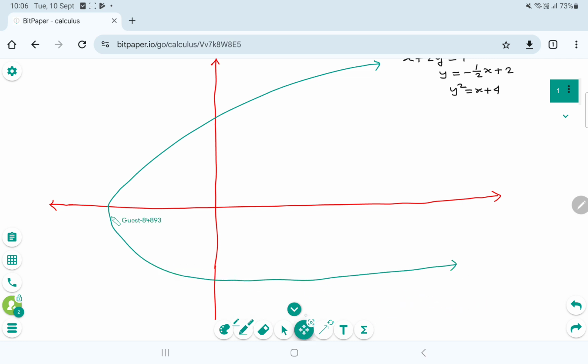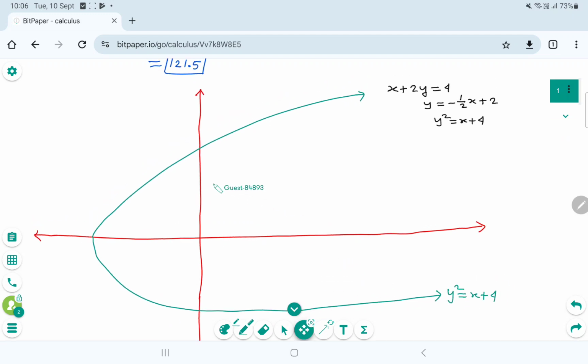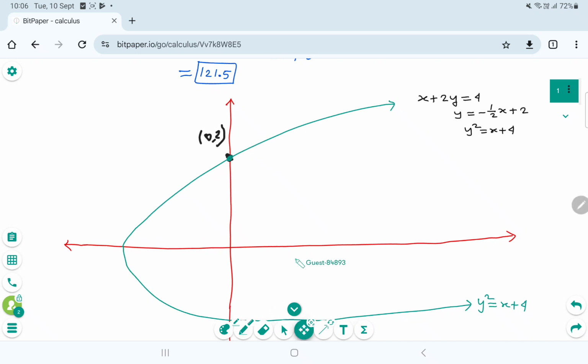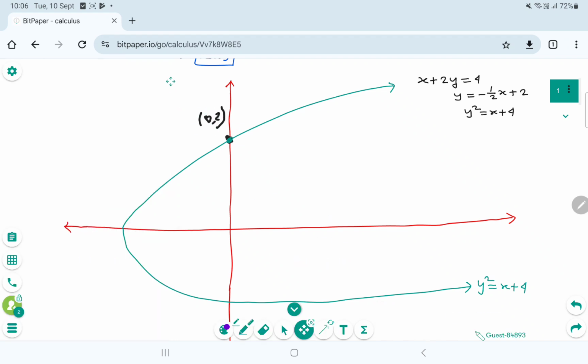This way, right? Yeah. This is y square equal to x plus 4. Right. Now we draw the straight line, where it intersects the x-axis. Over here, yes, perfect. 2. Yes, that is 2. At x equal to 0, that is 0 comma 2, exactly 0 comma 2, and you have a negative slope, right? Negative slope means the angle will be more than 90 degrees, right? Something like this.